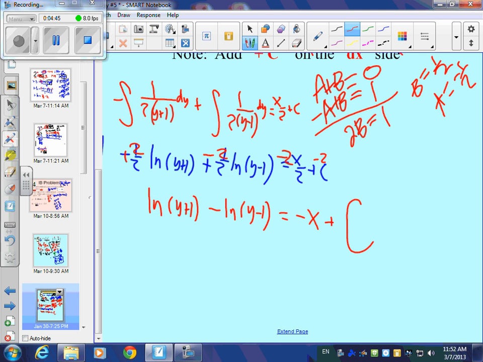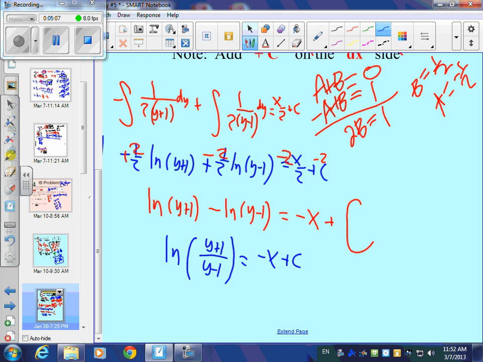Yes. Okay, can I turn it around, maybe? No. Not in the least. It all works out. So you're going to get the natural log of y plus 1 over y minus 1 equal to negative x plus c.